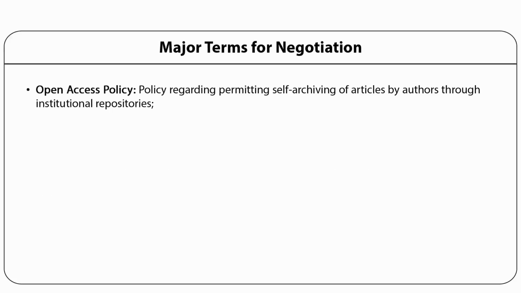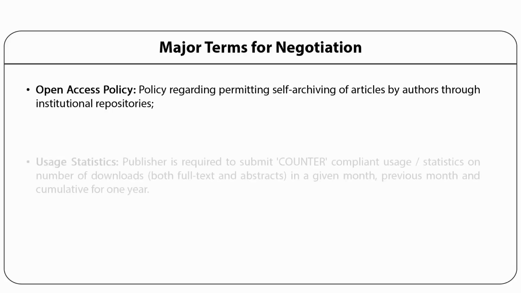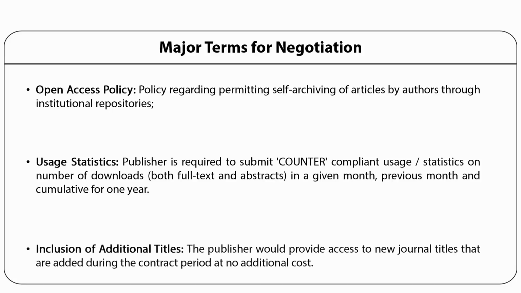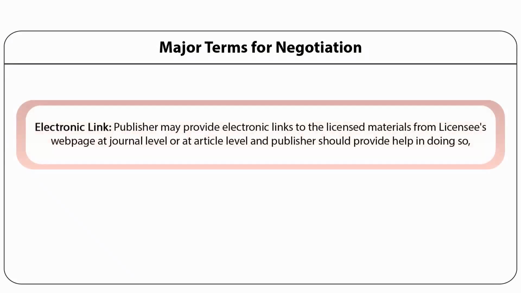Open access policy. The consortium also checks the policy regarding permitting self-archiving of articles by authors through their respective institutional repositories. Usage statistics. Publishers are required to submit the usage statistics in COUNTER-compliant format on number of downloads, both in full text and abstract, in a given month and previous month and cumulative for one year. Inclusion of additional titles. The publisher would provide access to new titles that are added during the contract period at no additional cost.